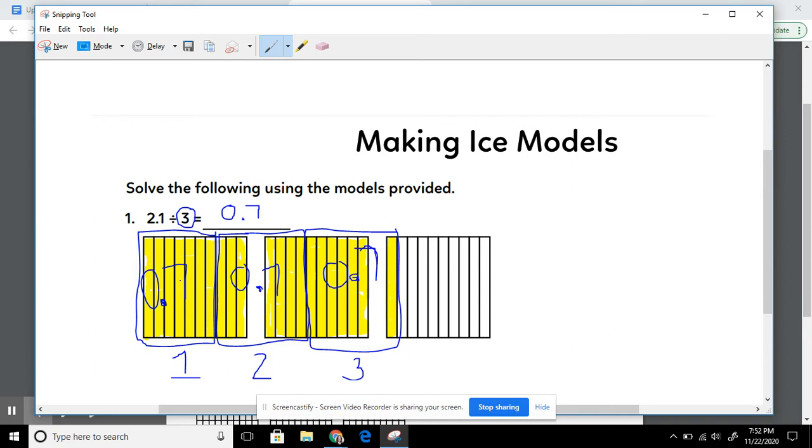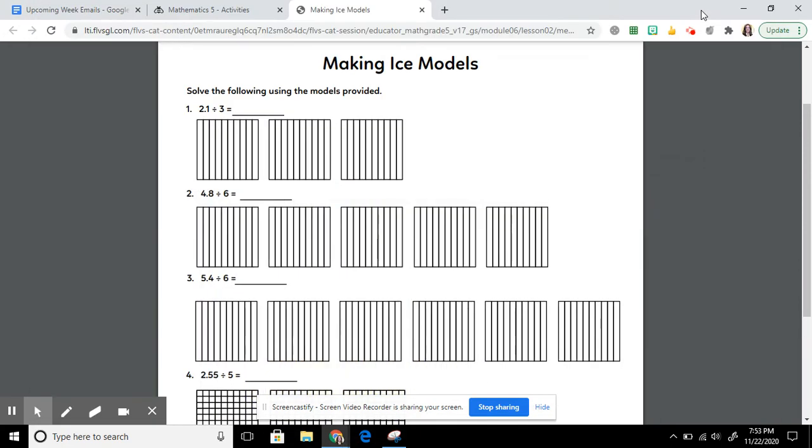And in order to figure out how many are in each, I looked at how many tenths I have together, 21, and I divided that by 3, and that's mental math. 21 divided by 3 is 7. But again, we're working with tenths here, so it'd be 7 tenths. Okay, so there's an example. I did number 1 for you, so I hope you're watching this video.